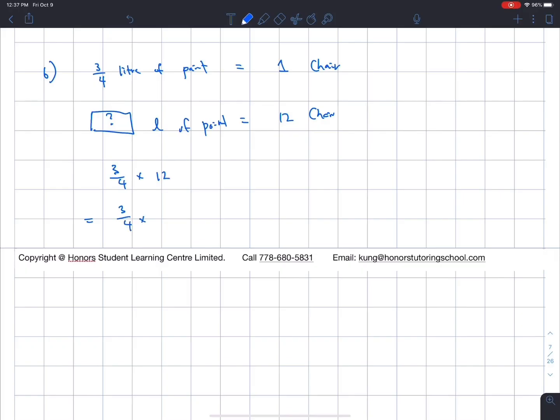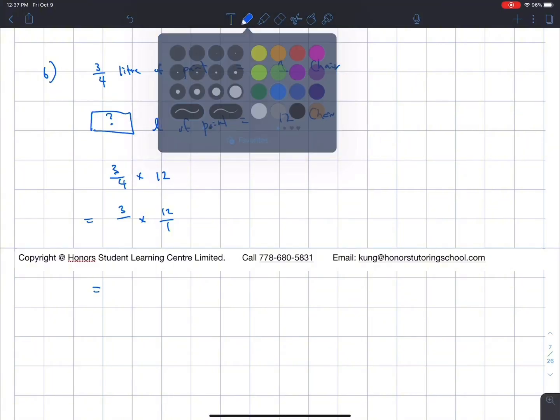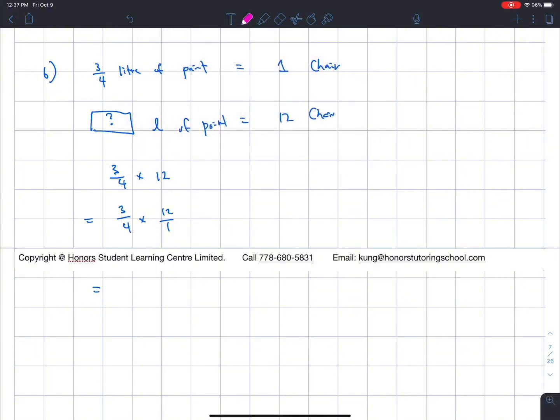3/4 liter for each chair, and then I times it by 12. This is 3/4 times 12/1, and then I can simplify. Divide this by 4. Divide this by 4 to get 1, divide this by 4 to get 3. So 3 times 3 is 9. I'm going to require 9 liters of paint. 9 liters of paint.